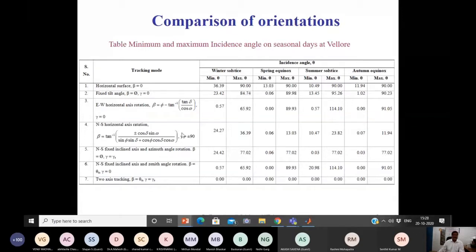Whereas with a single axis tracking system, we can't reach a 0 incidence angle, because the single axis tracking system is suitable only for the linear concentrating collector, not for the point concentrating collector. The point focus concentrating collector always demands the 2-axis tracking system because the incidence angle is always 0 from sunrise to sunset as well as through all the seasonal changes.